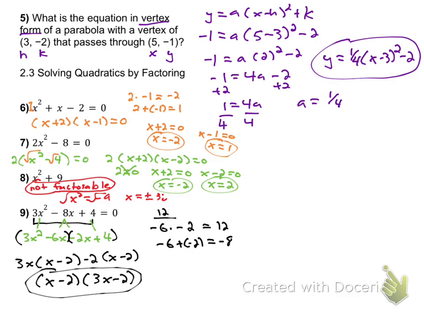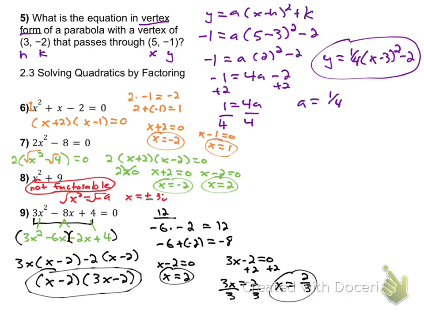Oh, I'm not done. I'm sorry. We're solving. So x minus 2 equals 0. X would equal 2. 3x minus 2 equals 0. Add 2. 3x equals 2. Divide by 3. X equals 2/3.